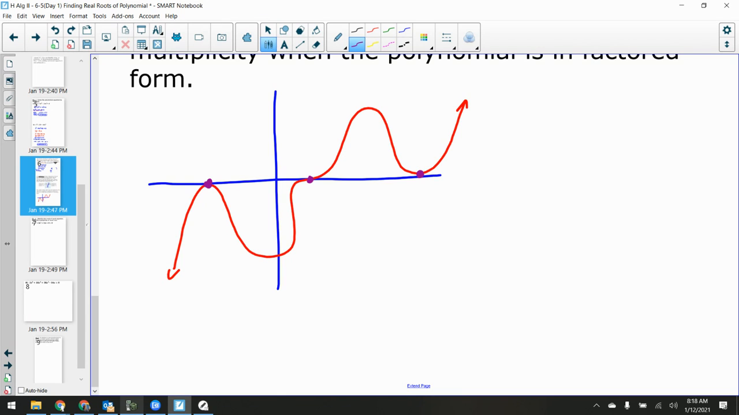This bend through, I know it's at least 3. It's not 1 because it would have just gone straight through the x-axis. Could be 5, could be 7, could be 9. I don't know that from just looking at the graph. Same thing with the bouncing off here. It's even. I don't know whether it's 2, 4, or 6, but I know it's even.